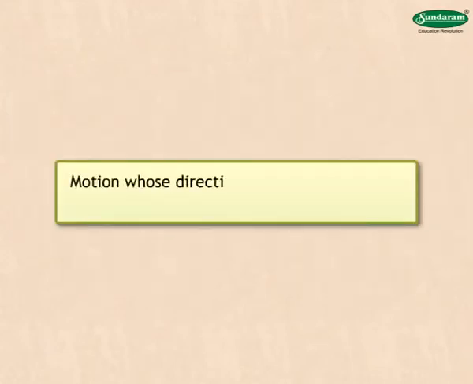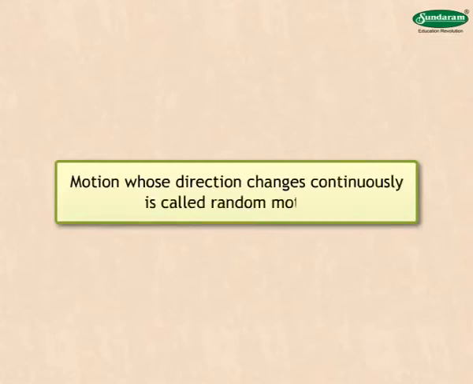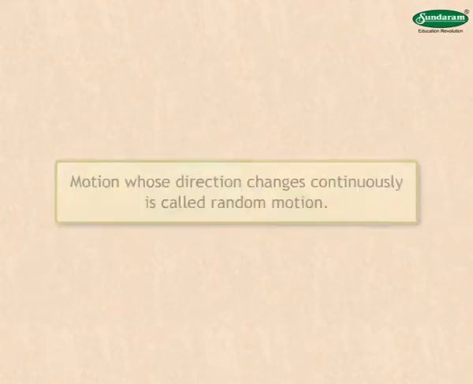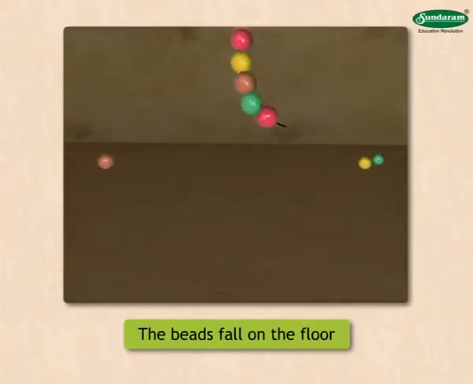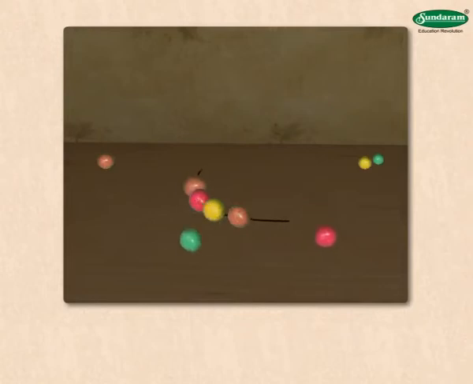Motion whose direction changes continuously is called random motion. What will be the motion of the beads which fall on the floor when their string breaks? Random motion is seen when the beads fall on the floor when their string breaks.